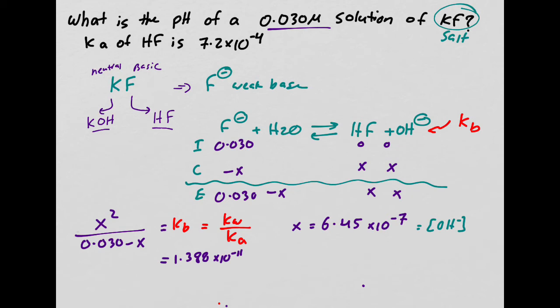If I have a hydroxide concentration, what can I figure out? I can figure out pOH, because minus log of OH minus gives me pOH. I'm not going to do this because you guys know it. So I get 6.19 for pOH. Subtract it from 14 and I get 7.81, and that is going to be my pH. So far, so good? Again, really quickly, the point was I have a salt.